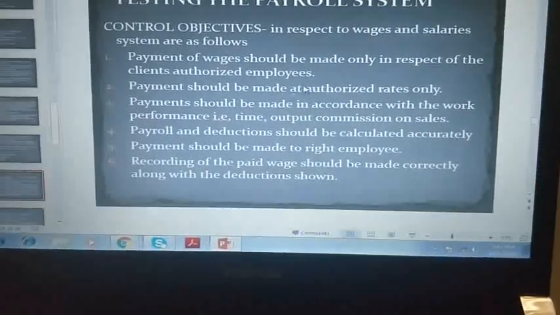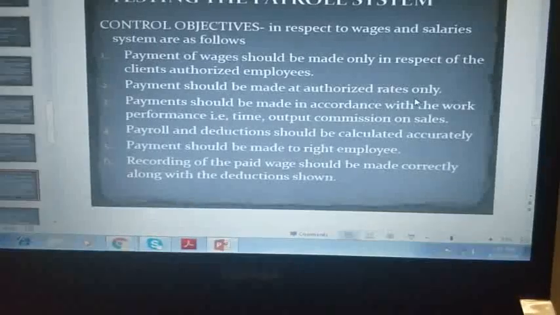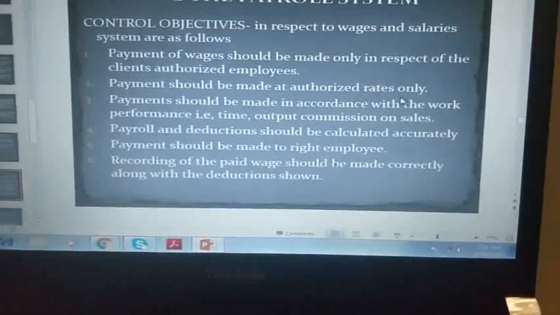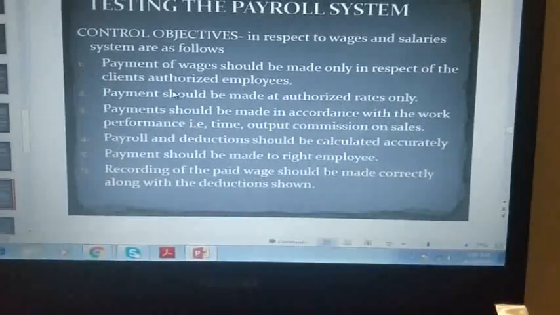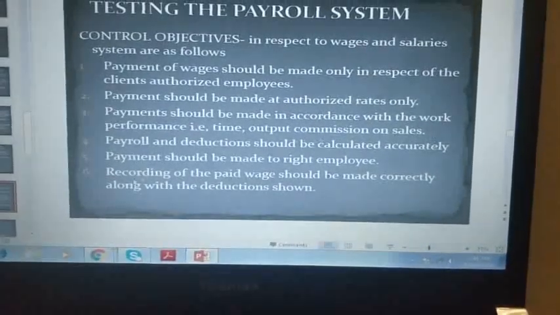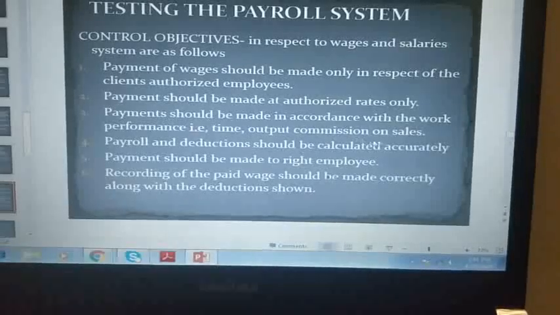Payment should be made at authorized rates only. The rates will be set up by the company, or it will be set up by the government. You should pay only according to the authorized rates. Payment should be made in accordance with the work performance, that is time, output, commission on sales.